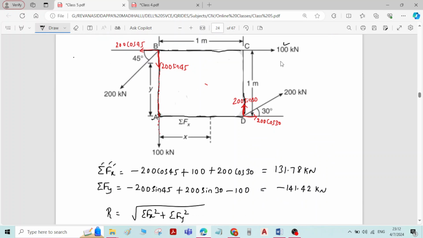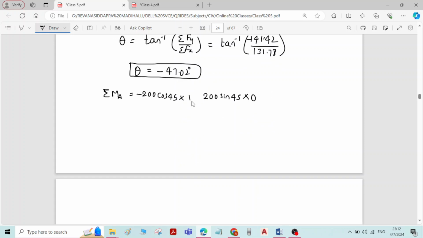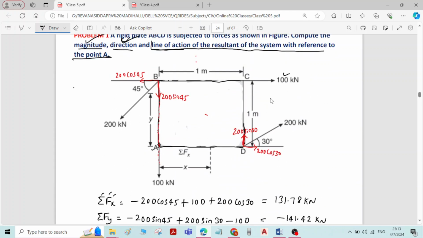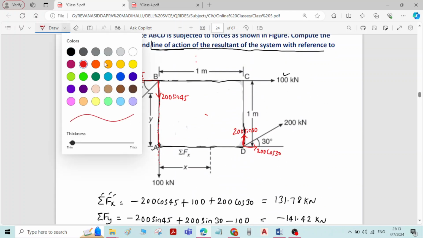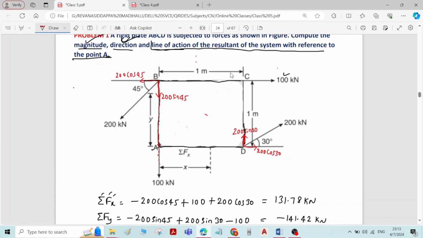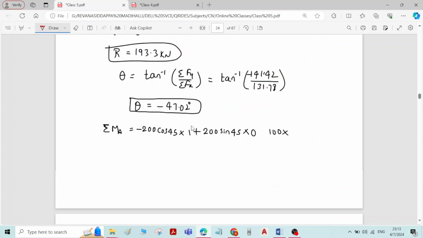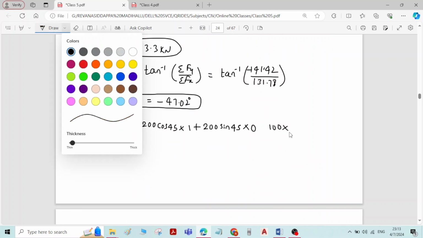Okay. Now we will take the moment of this 100 kilonewton force. You put plus or minus, it will be 0 only. 100 into the perpendicular distance from the line of action of the force. See, just see the line of action of the 100 kilonewton force. So this is the line of action of the 100 kilonewton force, correct? It is a horizontal line of action. So here is the point A. The distance of this point A from the line of action of the 100 kilonewton force is how much? Again it is 1 meter. 1 meter into 1 meter.